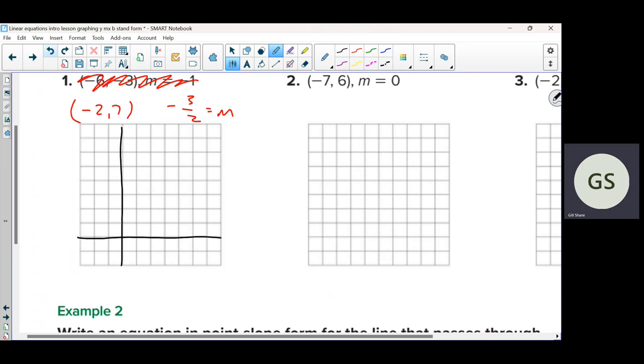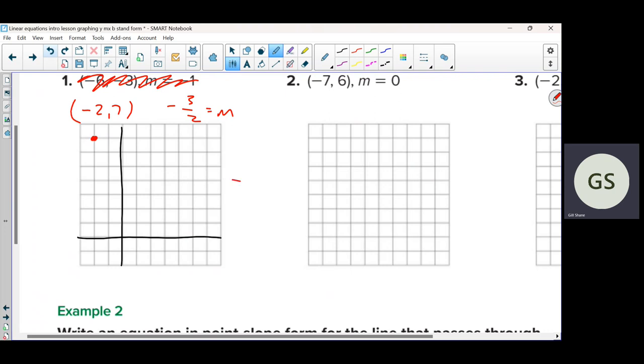There, that should work. So that's my y, that's my x axis. -2, 1, 2, 3, 4, 5, 6, 7. So that's my point. That's the first thing I do: just put the point on the graph. Kind of like when we put the y-intercept on the graph, only the y-intercept is on the y-axis. Now I use the slope.